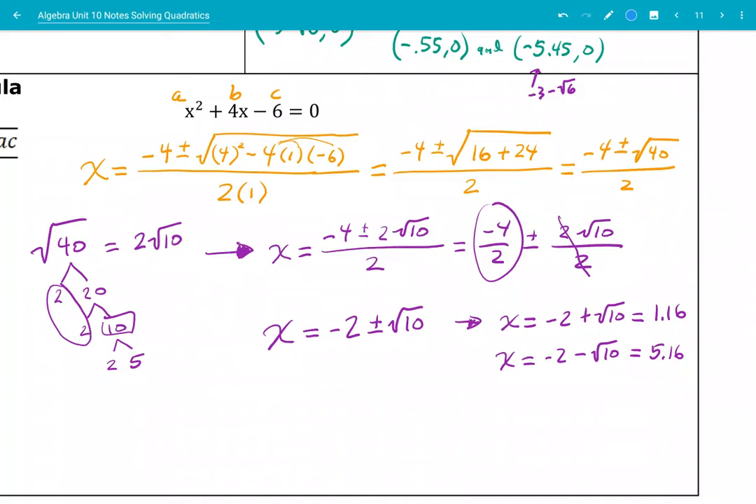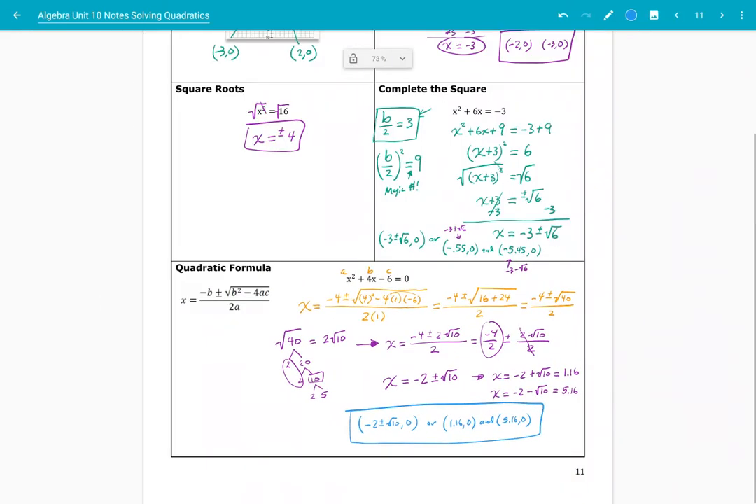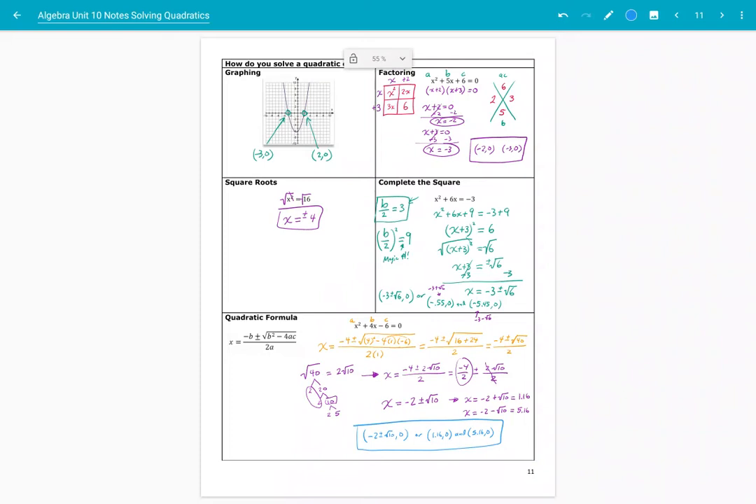We can write our answers like this. We can either write minus 2 plus or minus the square root of 10, comma 0, or we can write it like this, 1.16, comma 0, and 5.16, comma 0. So there's my two answers. Righty. So there is an example of each of the 5 methods that we've learned this unit.